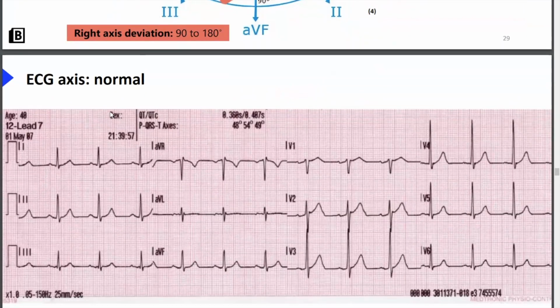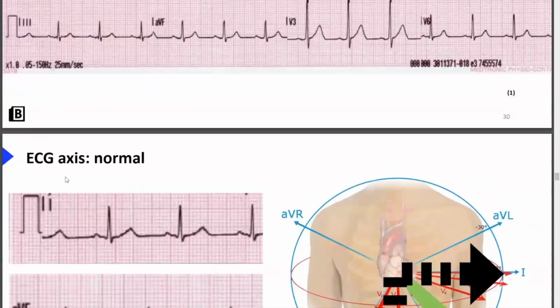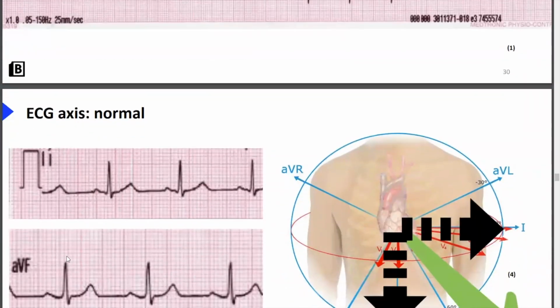So this is a normal ECG. The axis on this is normal. How do we know? Well, I'm going to give you the dummy's guide to calculating the cardiac axis. And this is what most people in A&E in the hospitals will use. It's the simplest method. You look at lead 1 and you look at lead AVF.